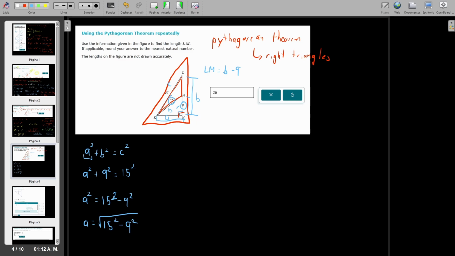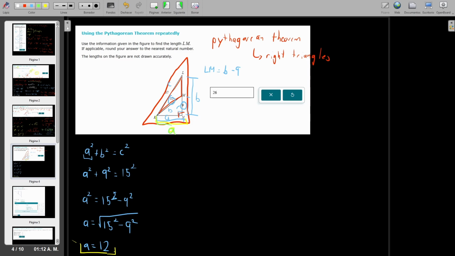It's going to be 15 squared, in the square root, and it is going to give us the value of A, which is 12. Okay? So we do now know this value, A.